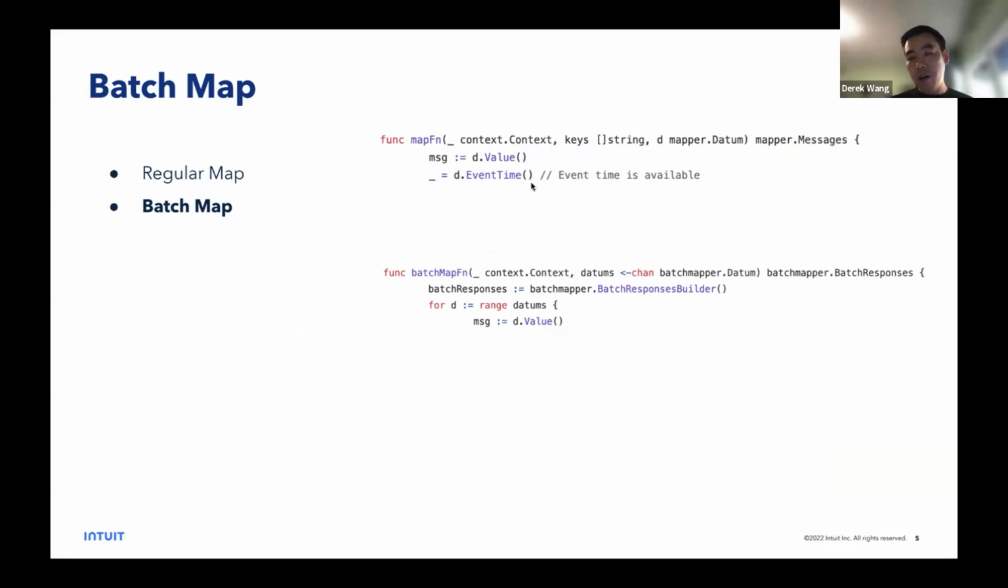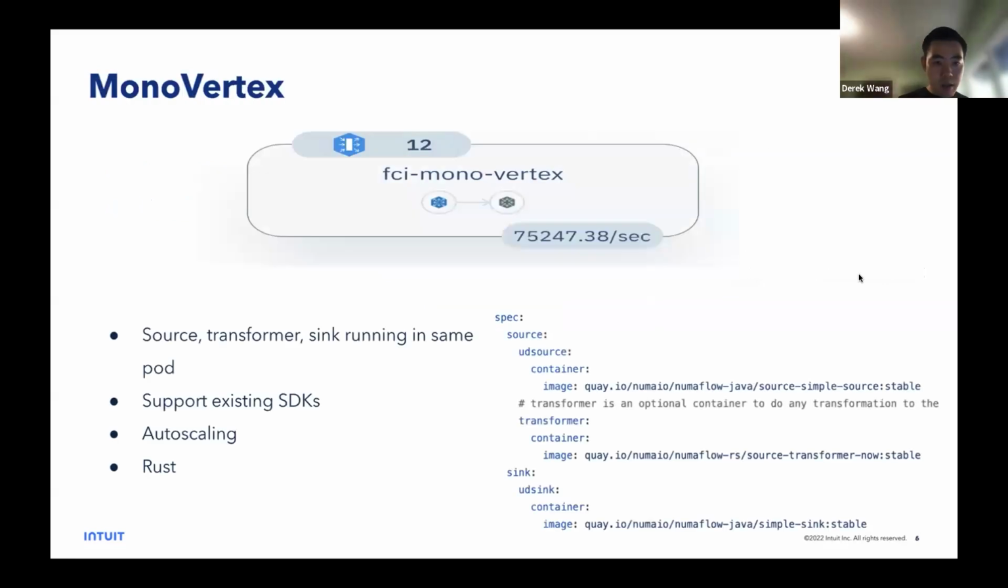But sometimes you want to do batch processing for those messages you received in the UDF. In this case, we introduced a batch map interface that accepts a message channel. Which means you're going to get a list of messages, do the map operation, and then in the end you're going to return the batch responses as well. So that's batch map support.